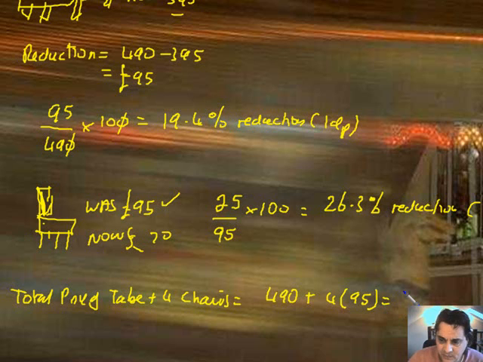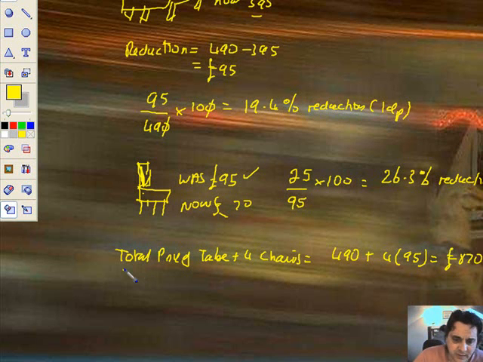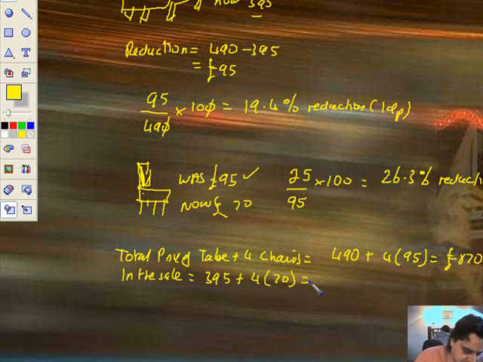That came to £870. Now he's buying this in a sale, so what's he actually going to pay for it? So in the sale, what have we got? We've got 395 plus 4 lots of £70. So here we go, 395 plus 4 open bracket 70 close bracket equals, he actually pays £675 in the sale.